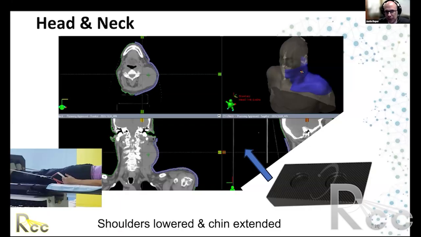Next slide, please. Excuse me. Yes. Why does the bolus go along to the shoulder? This is a bad example of what you should not do.